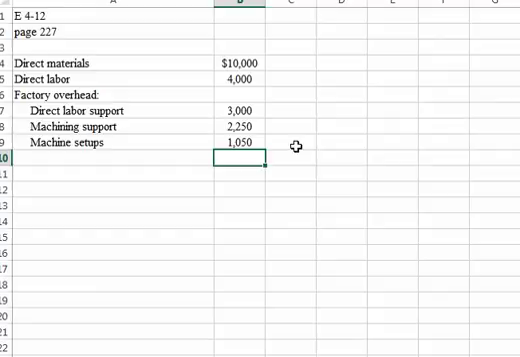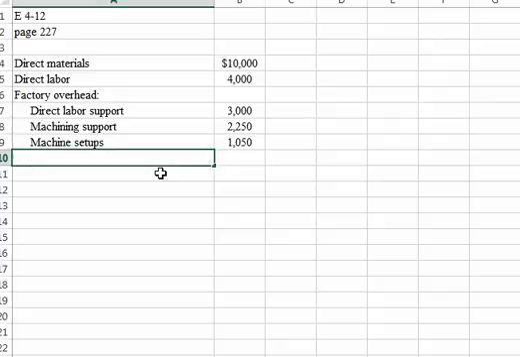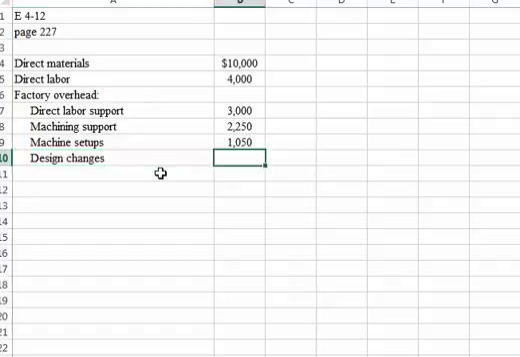And that changing the setup of the factory over to produce one product as opposed to the other is what they're talking about here with the machine setups. Okay, and then design changes. $700 per design change. Okay, how many of those did we have? 5 design changes. Times $700 per design change.